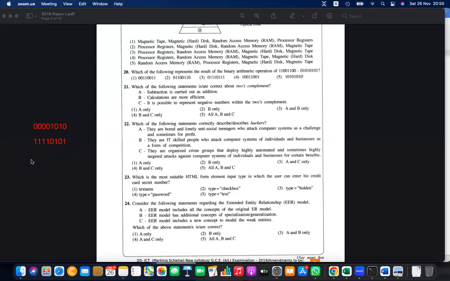In the 2's complement, you add 1 to the 1's complement. That is 1, 1, 1, 1, 0, 1, 1, 0. You add 1 to the 1's complement to make it 2's complement. This is how it's done.